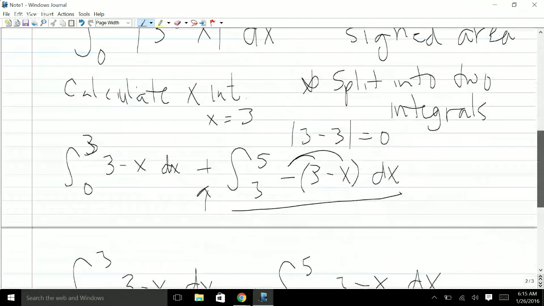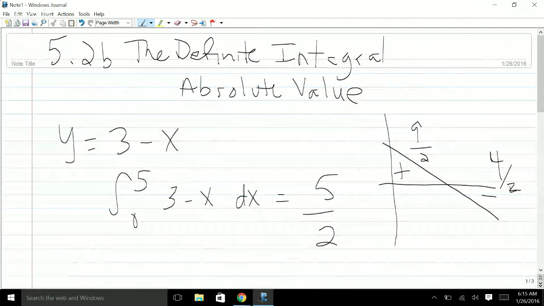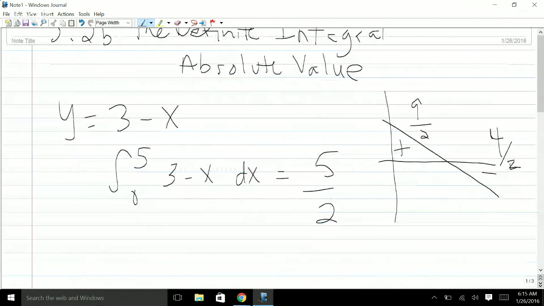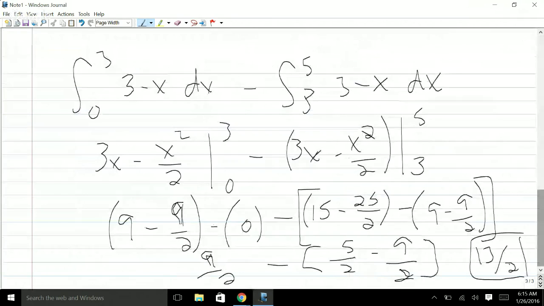Just remember, if you're doing triangles, you have to subtract or add depending on absolute value or no absolute value. Okay? All right, I know I'm going fast, but I don't have any feedback from you, so we're just going to keep on rolling. Hopefully you're doing okay.